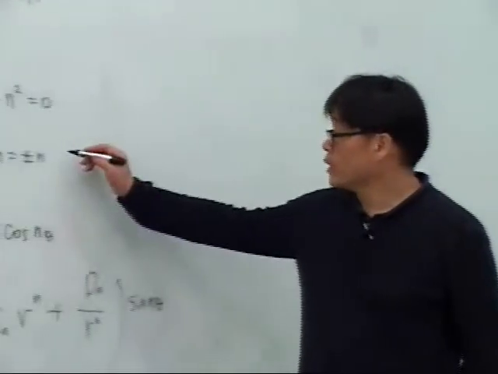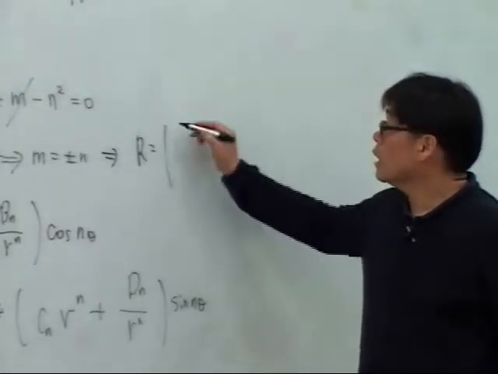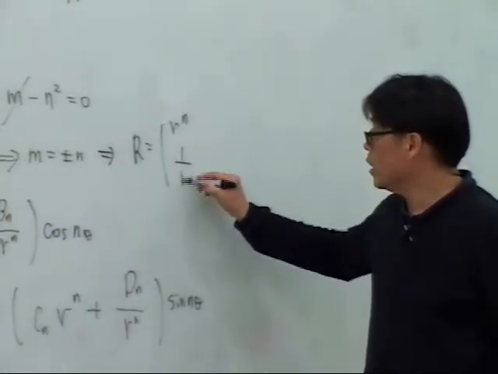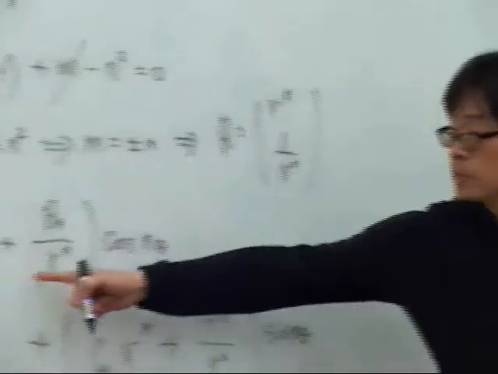So the reason why I can write this is that R is nothing but r to the n or 1 over r to the n. So I took the linear combination of those, and that's what we have.